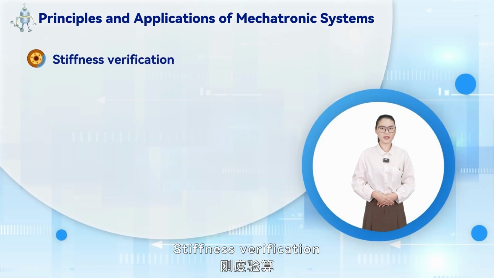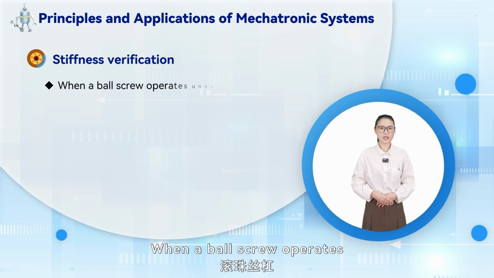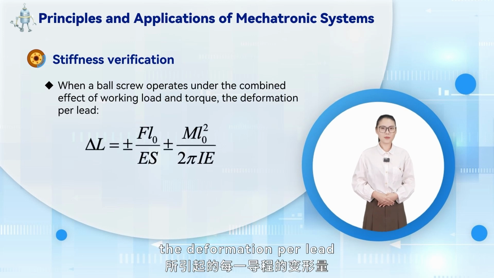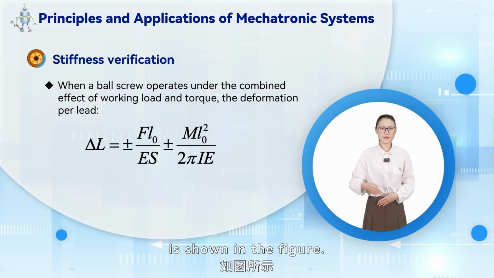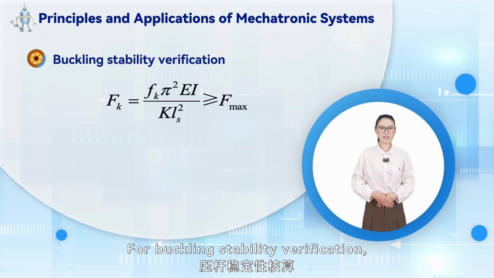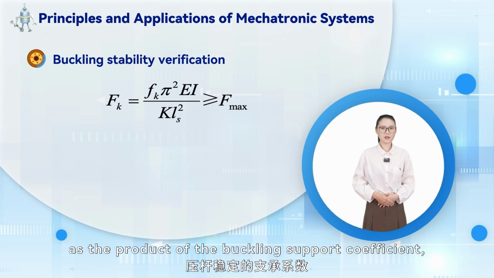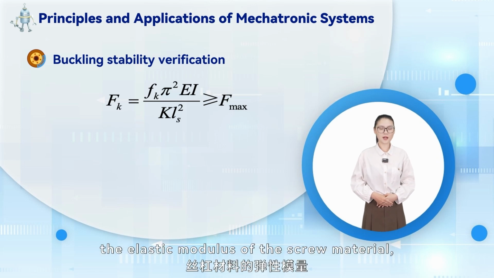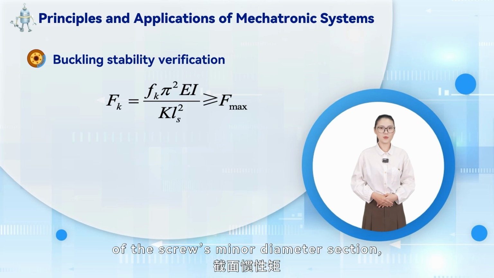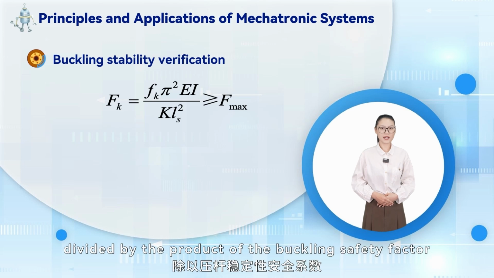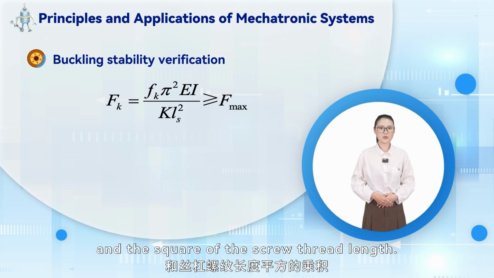Stiffness verification. When a ball screw operates under the combined effect of working load and torque, the deformation per lead is shown in the figure. For buckling stability verification, the actual load-bearing capacity is calculated as the product of the buckling support coefficient, the elastic modulus of the screw material, the moment of inertia of the screw's minor diameter section, and the square of pi, divided by the product of the buckling safety factor and the square of the screw thread length.